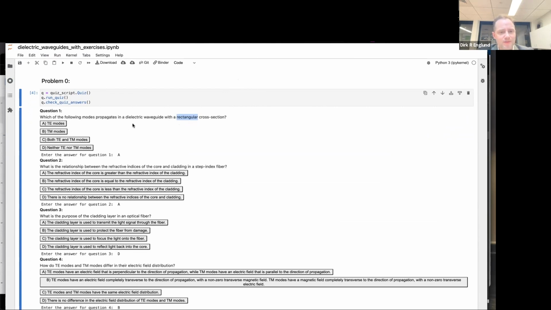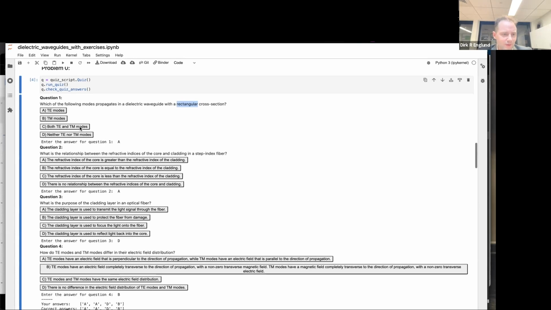But for the rectangular cross-section, if I had made some more clarification that it's single mode and that the rectangular cross-section is such that W is greater than H, then the answer would be what I previously had written for the question, which was A. So apologies for the first one. Ignore the first question. The other ones are right.